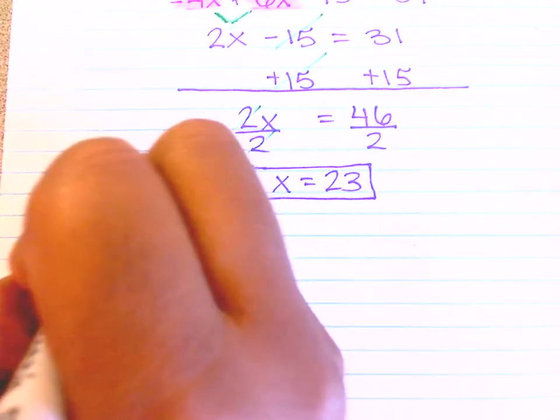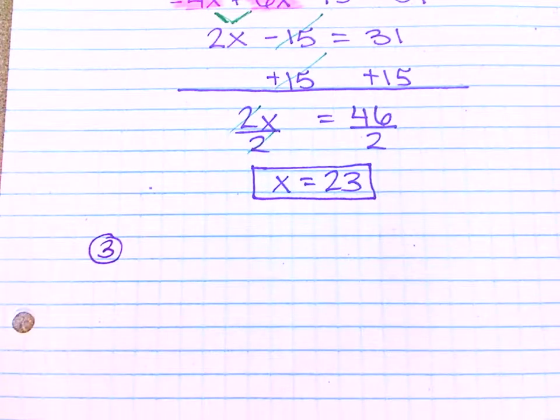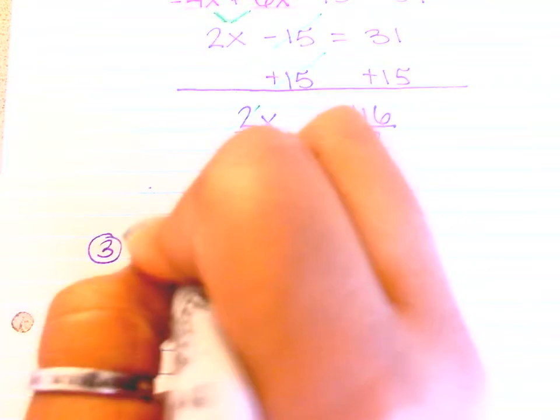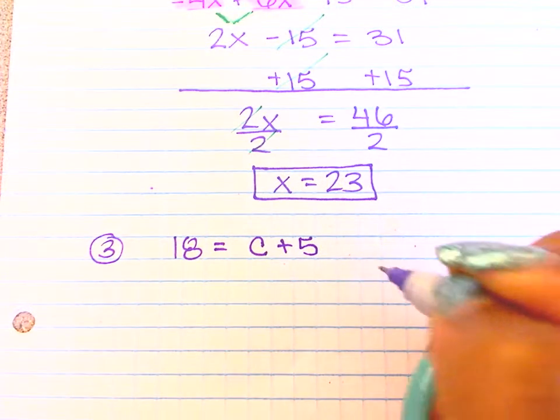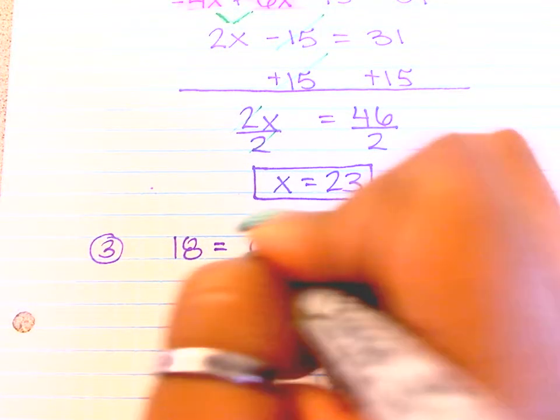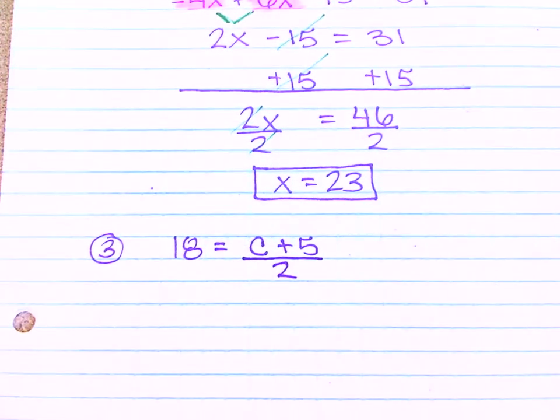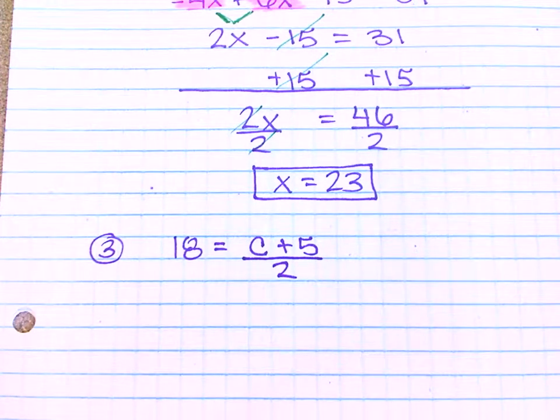Number 3. 18 equals c plus 5 over 2. Alright, so I don't see any like terms that I need to combine, and I don't see any distributive property that I need to do, so I'm good on that.